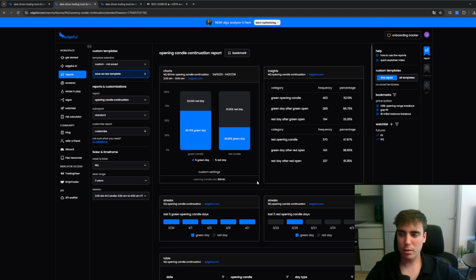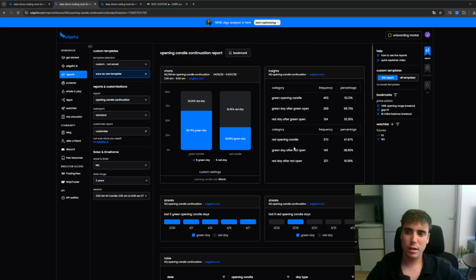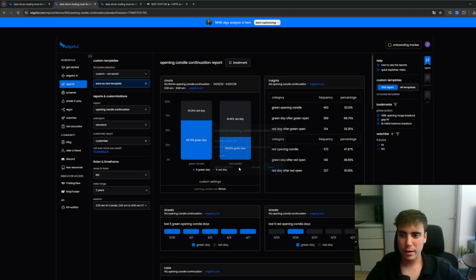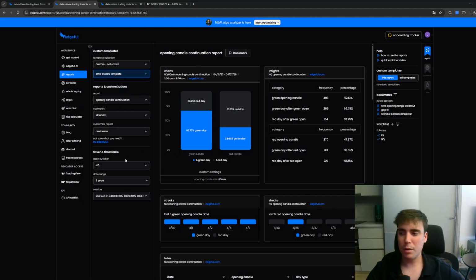What this report measures is what I have here on customize. You're gonna see that I have it set on 1 hour. That basically means that if the first hour closes in one direction, what are the chances that we continue in the same direction as the first hour of this 4 hour candle? So for the next three 1 hour candles, what's the direction gonna be? And why do I use it this way?